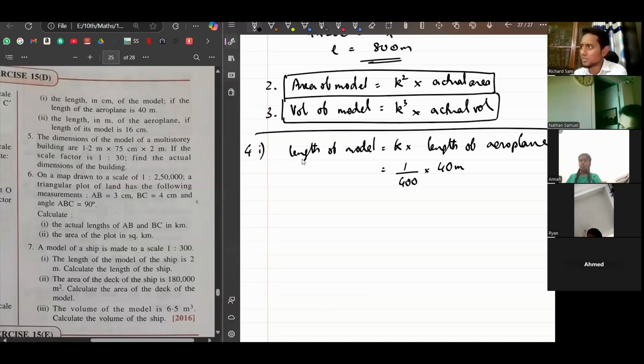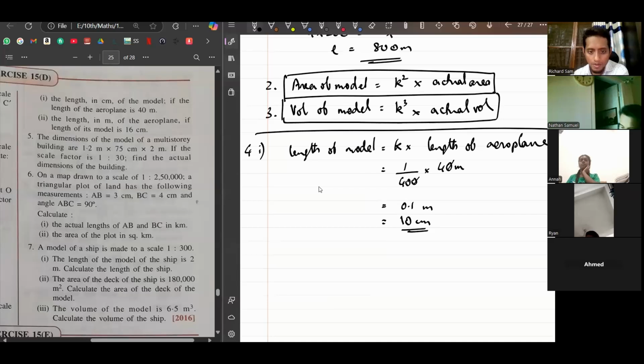0.1 centimeter or meter? See, this is in meter, so your answer also will be in meter. So when you cut this, you're getting 0.1 meter. Length of the aeroplane is in meter, right? So your answer will be in meter. So 0.1 meter means how many? Is there a better unit to write this? 10 centimeters. So you write your answer like that.